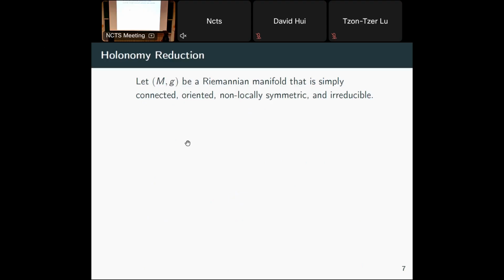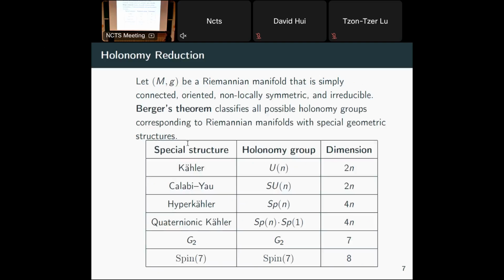So I just mentioned the holonomy groups, right? And I promised examples. If you start with a Riemannian manifold which is simply connected, oriented, non-locally symmetric and irreducible (if you don't know what they mean, you don't need to worry about that), then Berger classified all the holonomy groups for Riemannian manifolds. And it turned out there's a notion of holonomy reduction, which means it will be a subgroup of your general linear group.